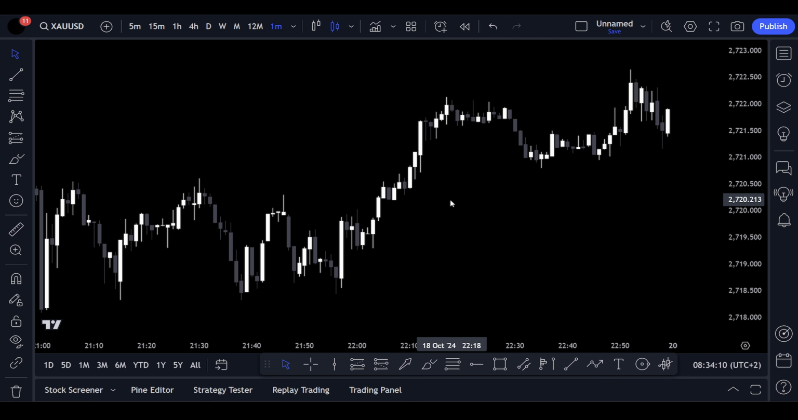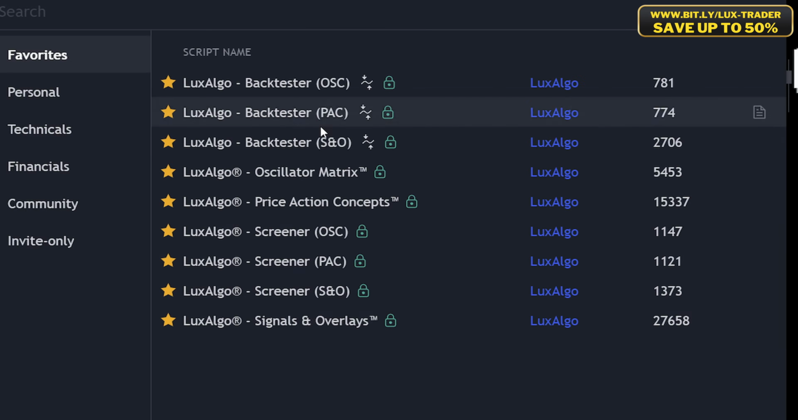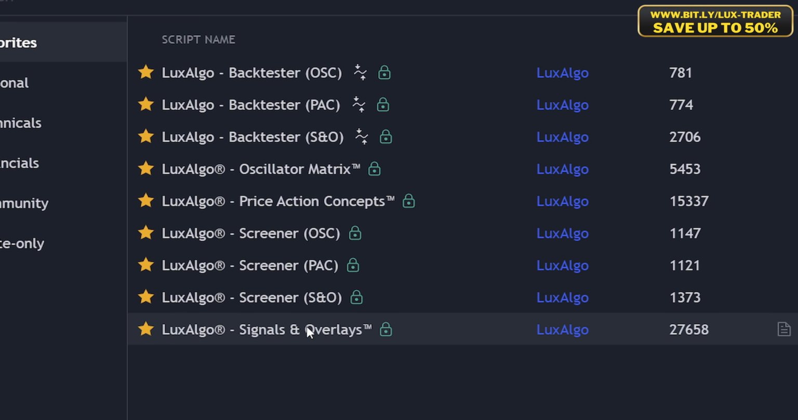The strategy includes 2 indicators only. In order to add the first indicator, click on the Indicators tab and search for LuxAlgo Signals and Overlays Premium. It is the most popular premium tool created by LuxAlgo. Now click that to add it to your chart. And for the second indicator, you want to choose this one, LuxAlgo's Price Action Concepts Indicator.